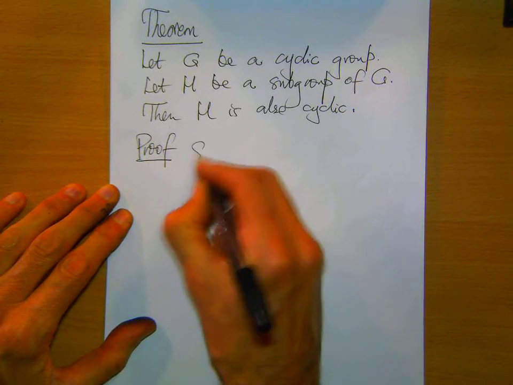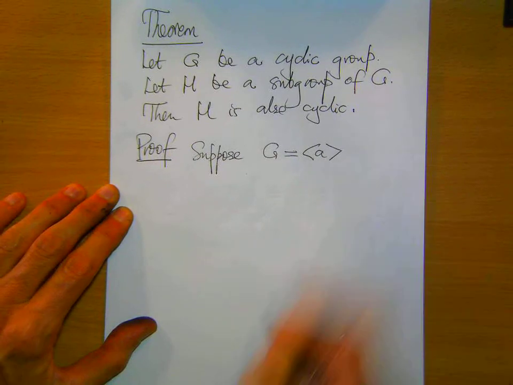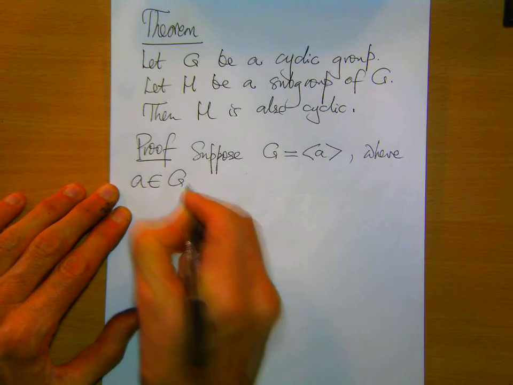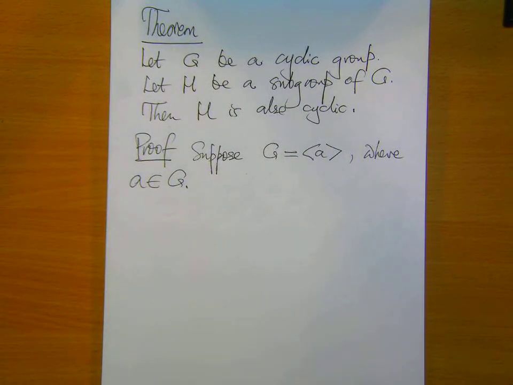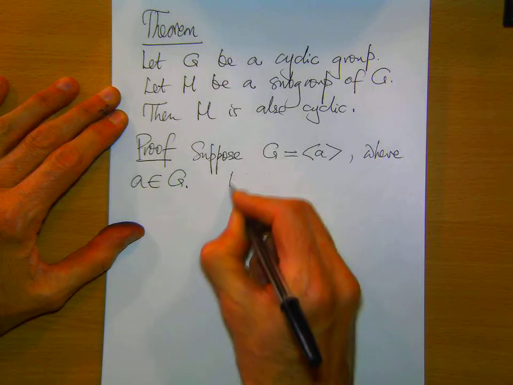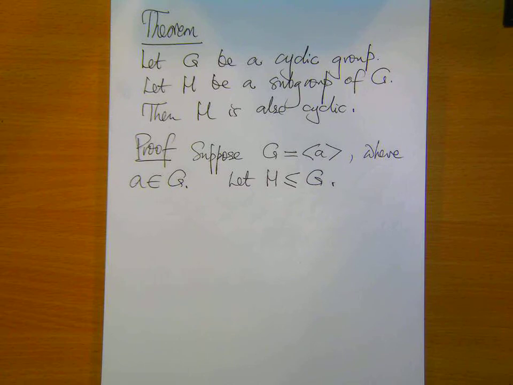Well, G is cyclic. So suppose G is generated by A. Must be generated by something to be cyclic. A could have infinite order or it could have finite order, depending whether G is infinite or finite. So G is the set of all powers of A. And I want to show that any subgroup is cyclic. So let H be a subgroup of G. Remember our notation for subgroup, we use the less than or equal sign.